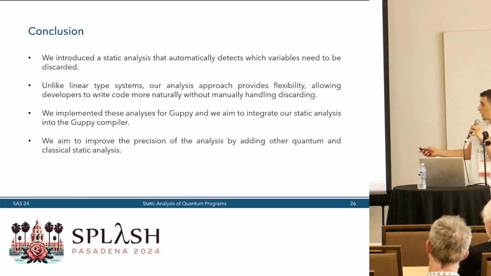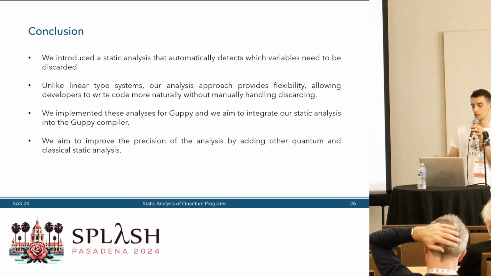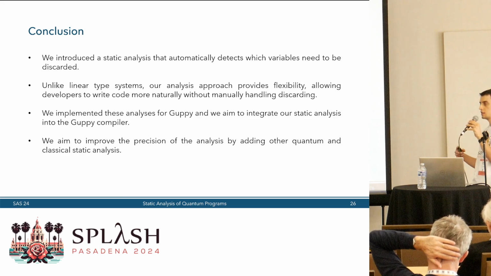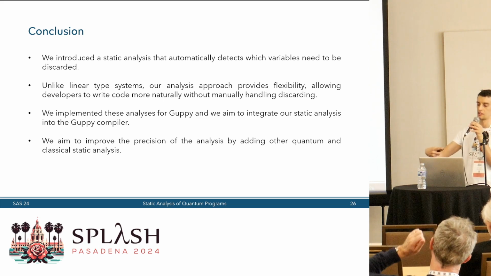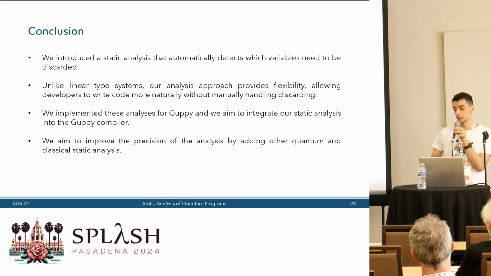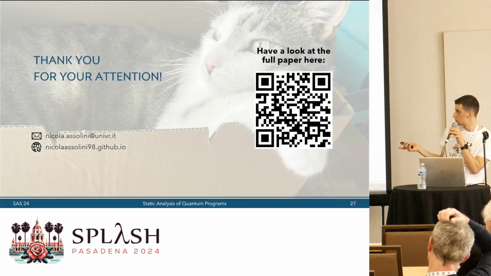And also we plan to integrate this approach with some other analysis more from the quantum side. In fact, as we have seen before, all the discard problems happen only when the variable that we are implicitly discarding is entangled with another. So we believe that adding another static analysis that detects the groups of entangled variables could help, because basically if a variable is not entangled with the other, we can simply drop it without any effect. And that's all.